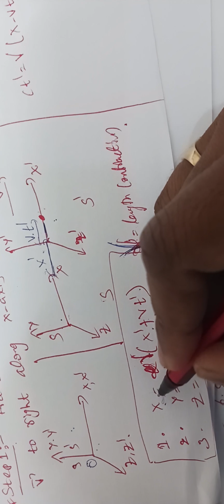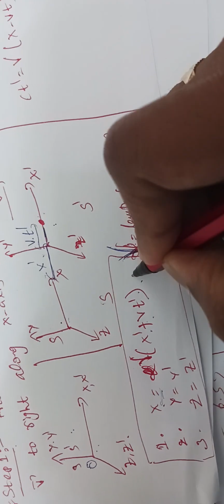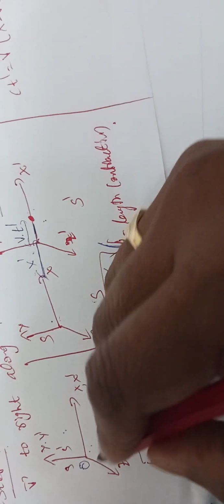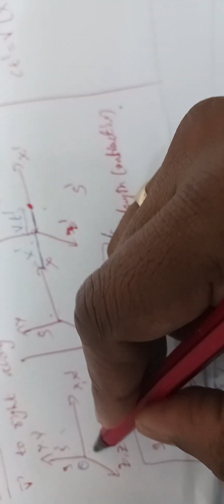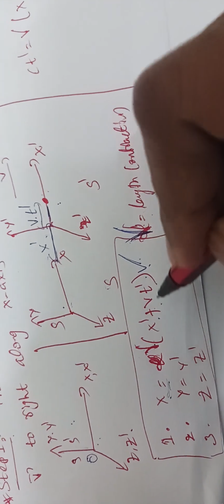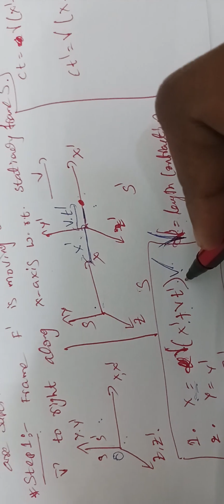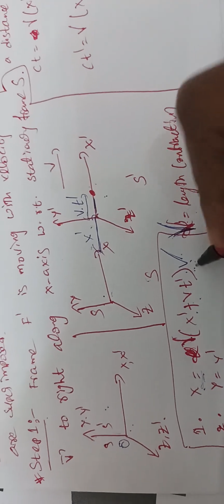This has moved along the horizontal x coordinate direction, so I have written it, but in the y direction nothing has moved, and in the z direction it remained the same. So I can write this equation as x equal to gamma into x dash plus vt dash. This is the first case where we can express the Lorentz transformation.